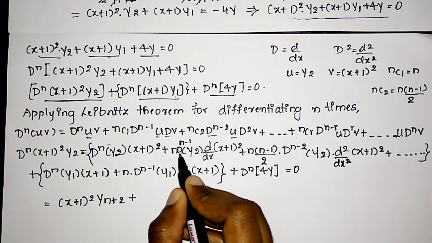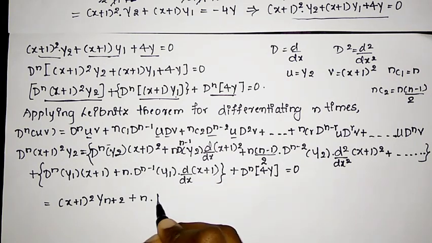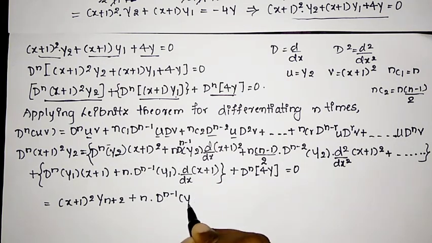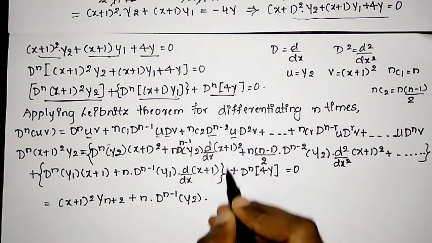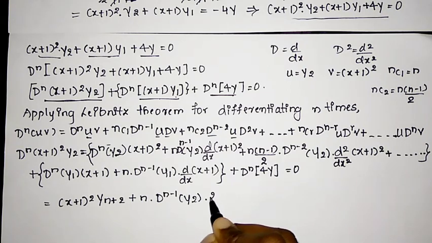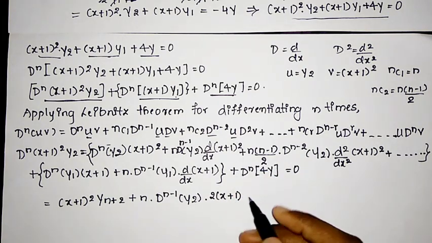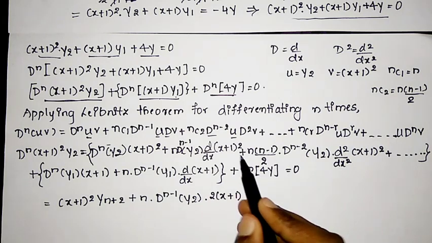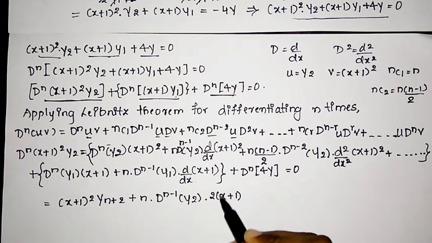So plus, then we write n as it is. Then d raised to n minus 1 into y2 into the differentiation of x plus 1 whole square. The differentiation of x plus 1 whole square is nothing but 2 into x plus 1. So 2 into x plus 1. If we differentiate again, differentiation of x will be 1 and the constant will be 0.